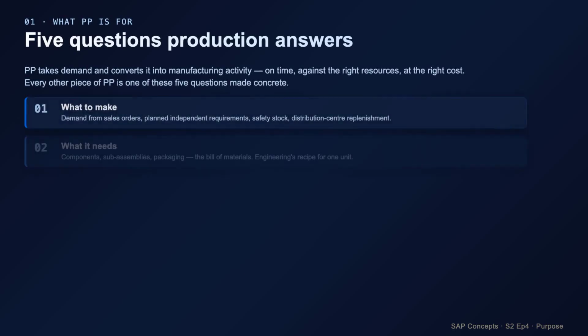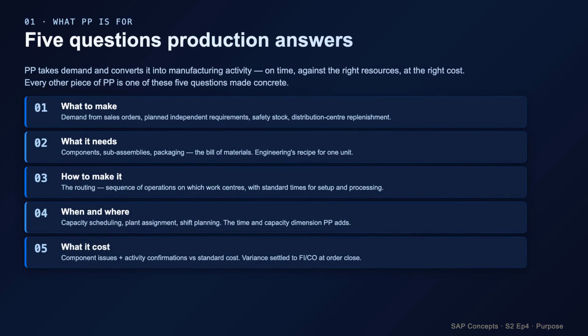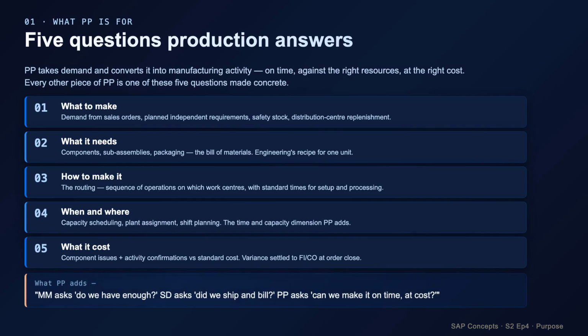Production planning takes demand and converts it into manufacturing activity. 5 questions, in order. What do we have to make? Demand comes from sales orders, planned independent requirements, and safety stock. What does each item need? Components, subassemblies, packaging, the bill of materials.